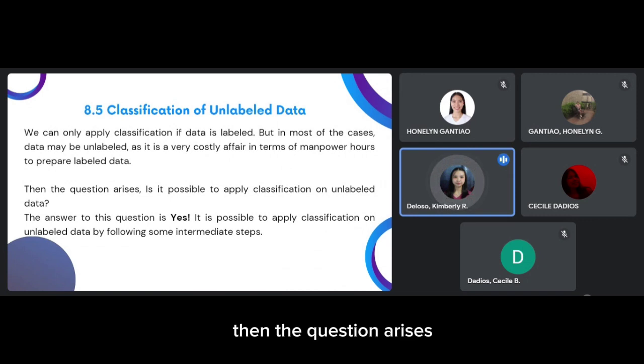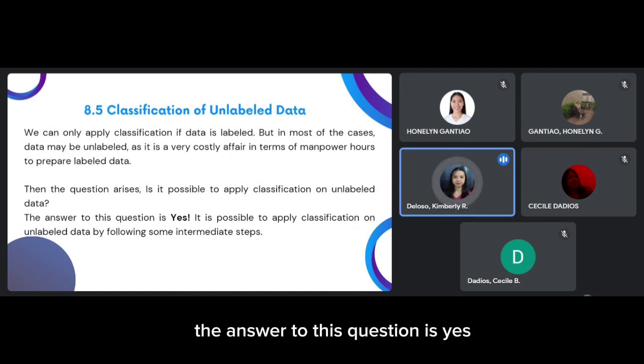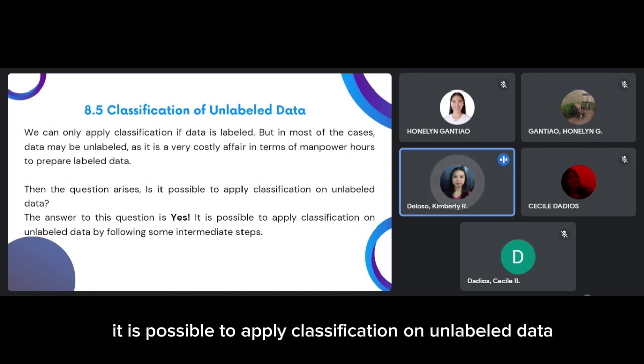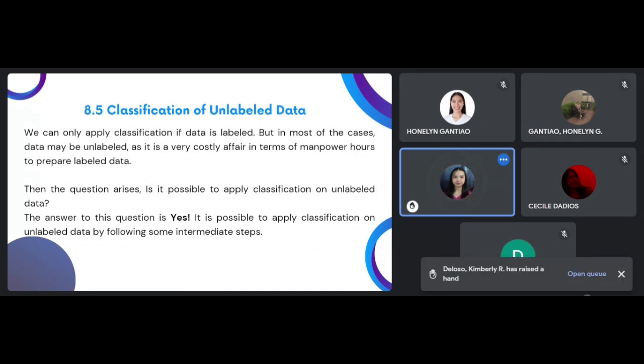Then the question arises, is it possible to apply classification on unlabeled data? The answer to this question is yes. It is possible to apply classification on unlabeled data by following some intermediate steps.